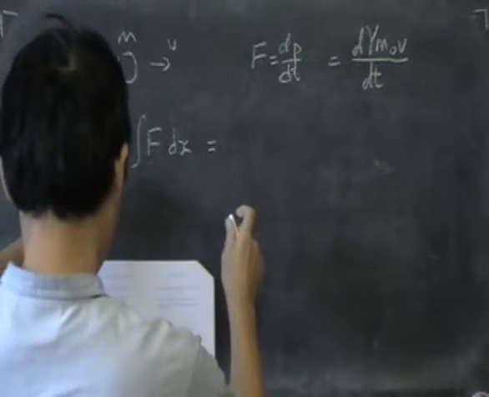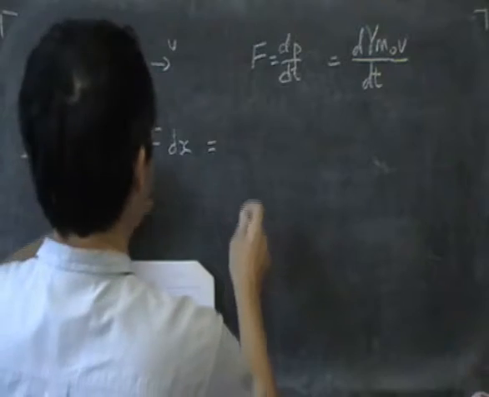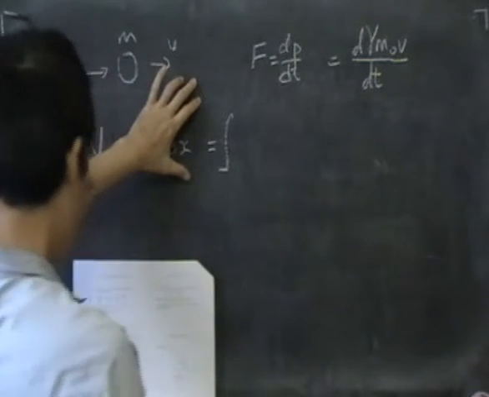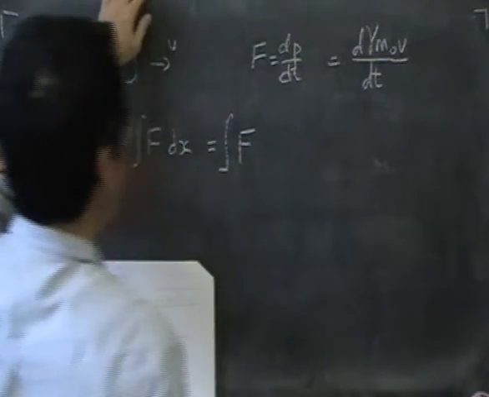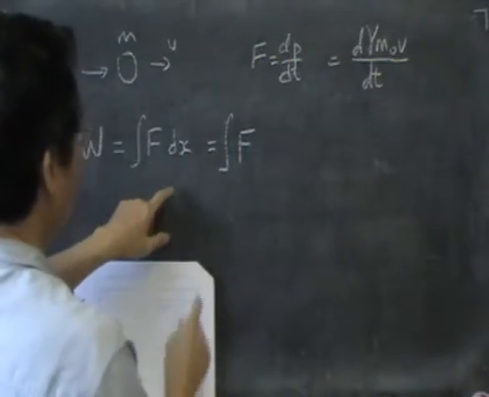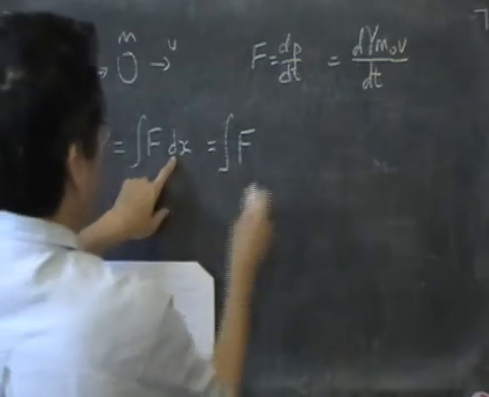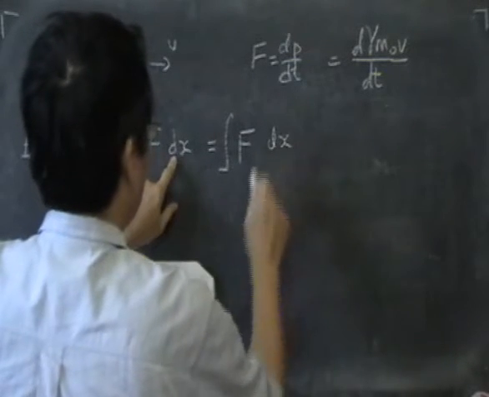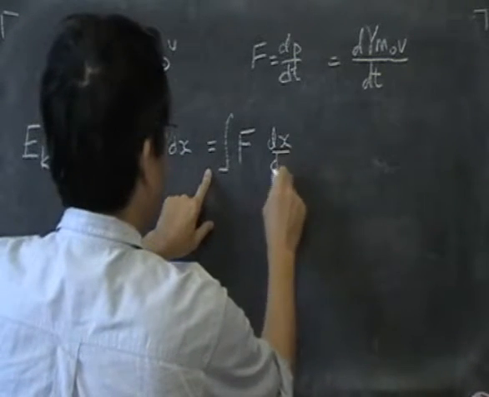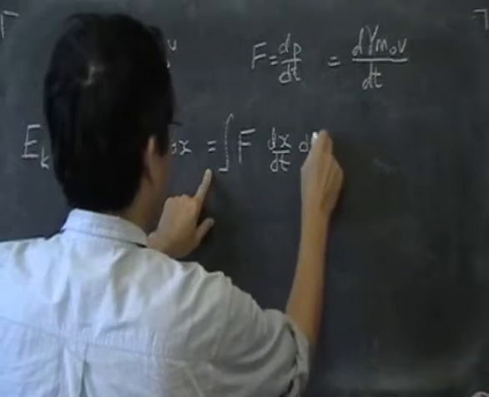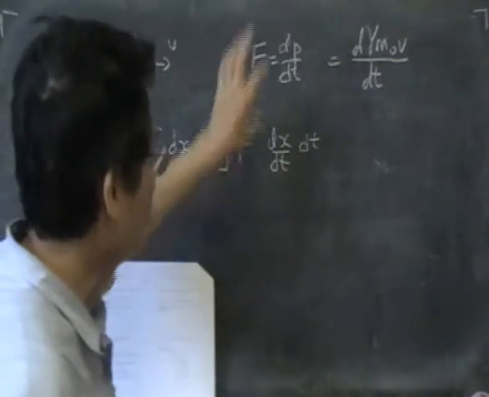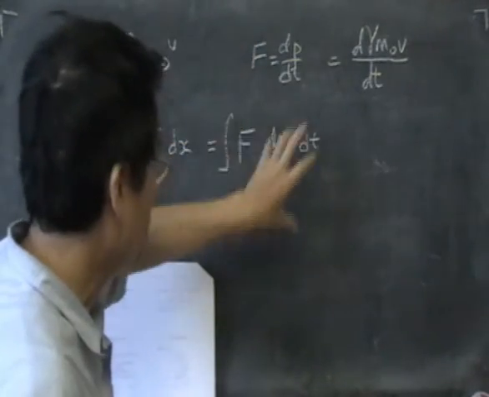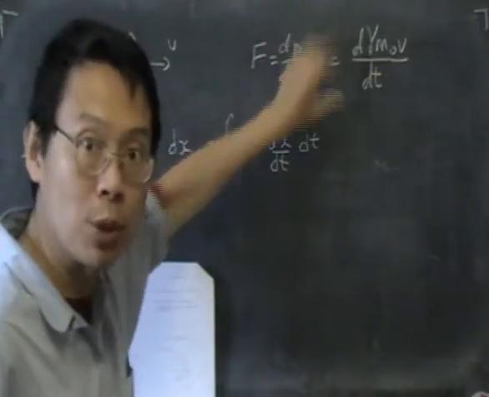See, so this is the same as integrating F. I'm going to do some algebra here. There's a dx there. I'm going to insert a dt there and a dt there. The purpose is to rearrange it in a form that I can make use of expressions like that.